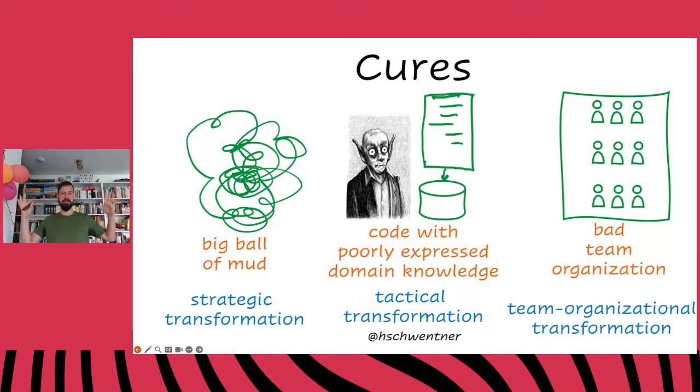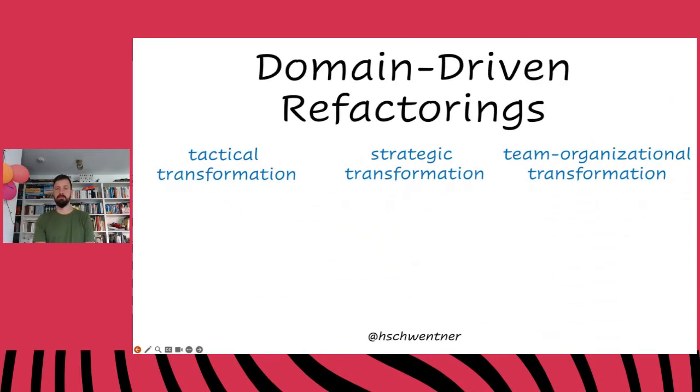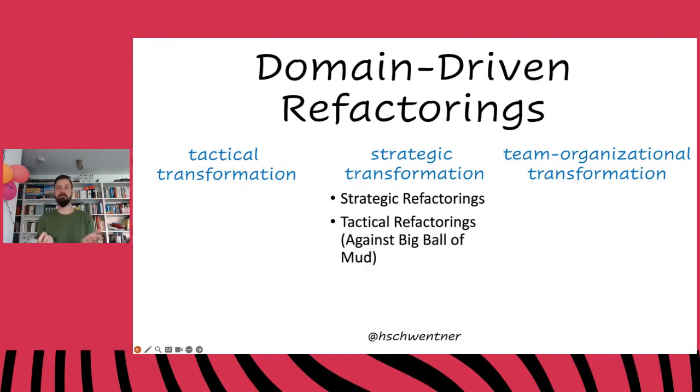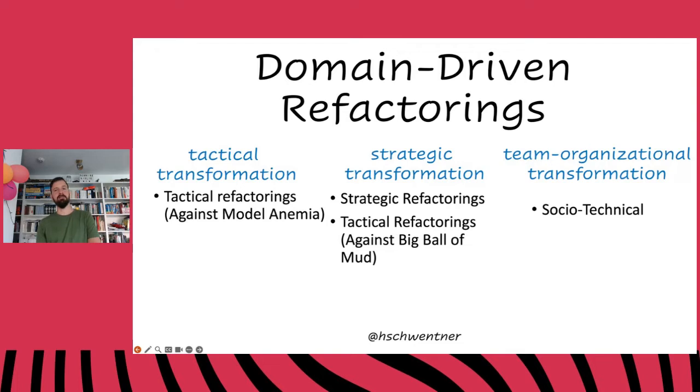Transformation, that's something big. We need smaller steps that we can take. And that's why there are refactorings defined that can help us here. For the strategic transformation, we have strategic refactorings, still something big that we have to split up into tactical refactorings that help us strengthen the domain knowledge in the code. Then there are socio-technical refactorings for the team organization transformation, and there are tactical refactorings against model anemia in the tactical transformation. Of course, we only have 45 minutes today, so we cannot look at all these refactorings.